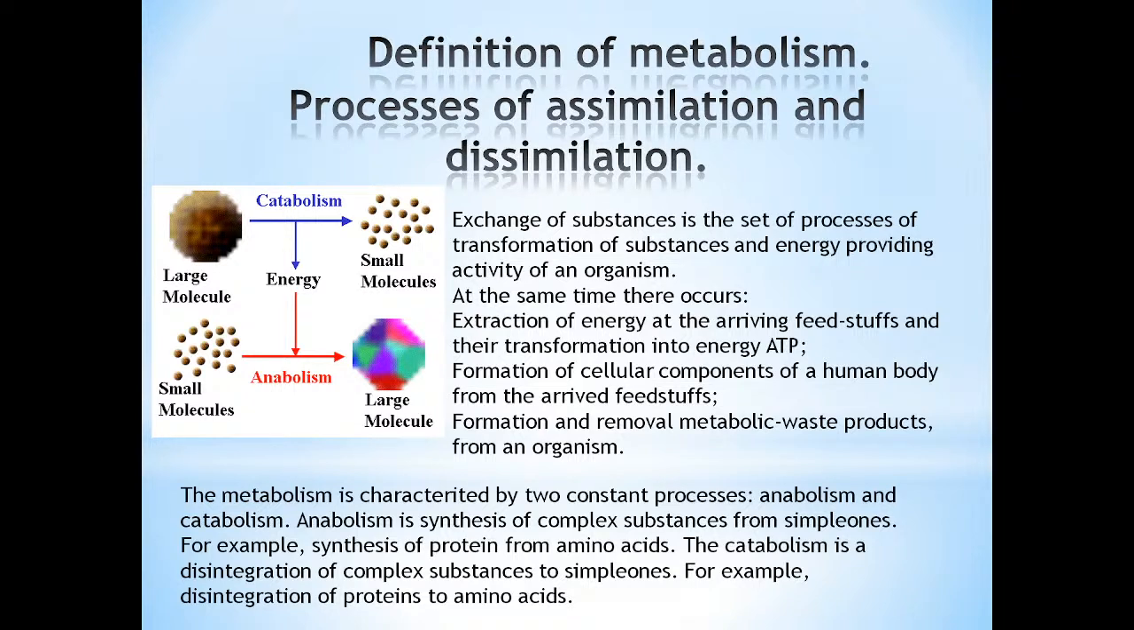Anabolism is synthesis of complex substances from simple ones. For example, synthesis of protein from amino acids. Catabolism is a disintegration of complex substances to simple ones. For example, disintegration of proteins to amino acids.